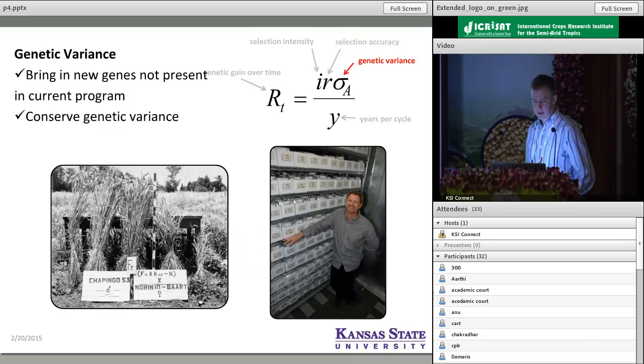The same goes for genetic variance: this means bringing in new genes not present in the program, or, as was just pointed out, conserving the genetic variance that is currently there. There are a lot of great examples using germplasm resources. A classic example is reducing plant height. Until the semi-dwarfs were introduced, there wasn't much variation to actually do that and make selections.